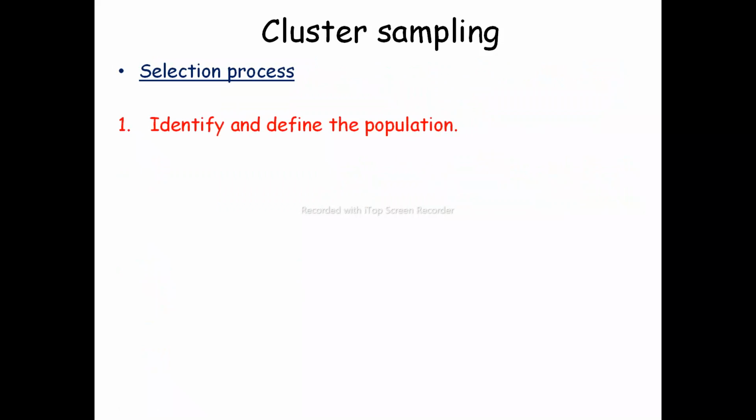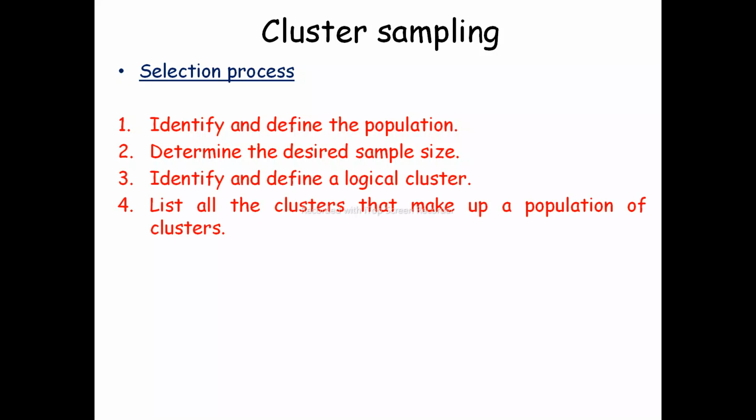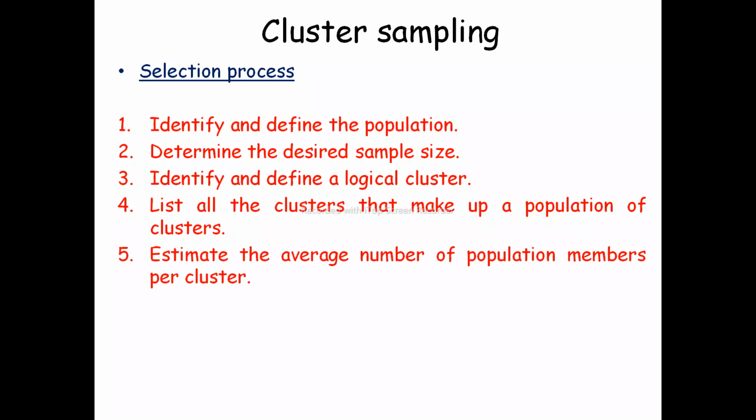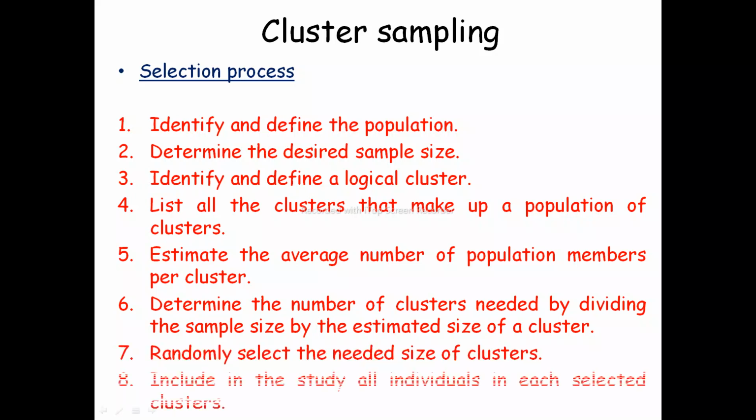Selection process. Identify and define the population. Determine the desired sample size. Identify and define a logical cluster. List all the clusters that make up a population of clusters. Estimate the average number of population members per cluster. Determine the number of clusters needed by dividing the sample size by the estimated size of a cluster. Randomly select the needed number of clusters. Lastly, include in the study all individuals in each selected cluster.